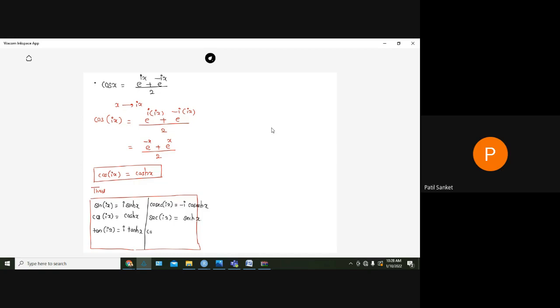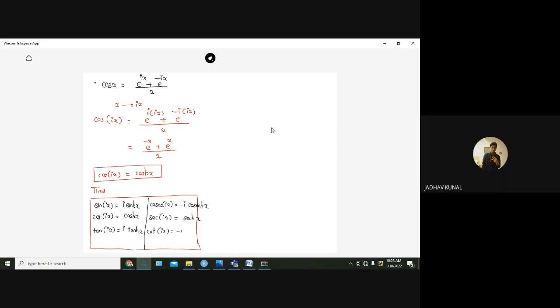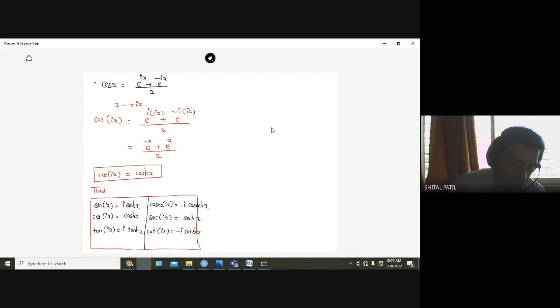Okay. What about cot of ix? Minus i cot hyperbolic of x. Very good. Remember these formulas. Now the question remains still where we have to use these formulas. So we'll try to understand them.